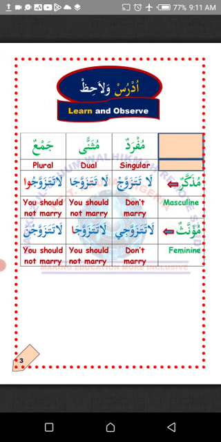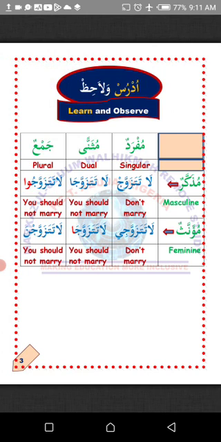MashaAllah. Udrus, learn, wa lahiz, and observe at the same time. Mufradun, singular. Muthanna, dual. Jam'un, plural. Mufrad, singular, is a word in Arabic that means only one. Muthanna, dual, means only two. Jam', plural, means more than two. A plurality in Arabic starts from three upward, unlike English where it starts from two upward.